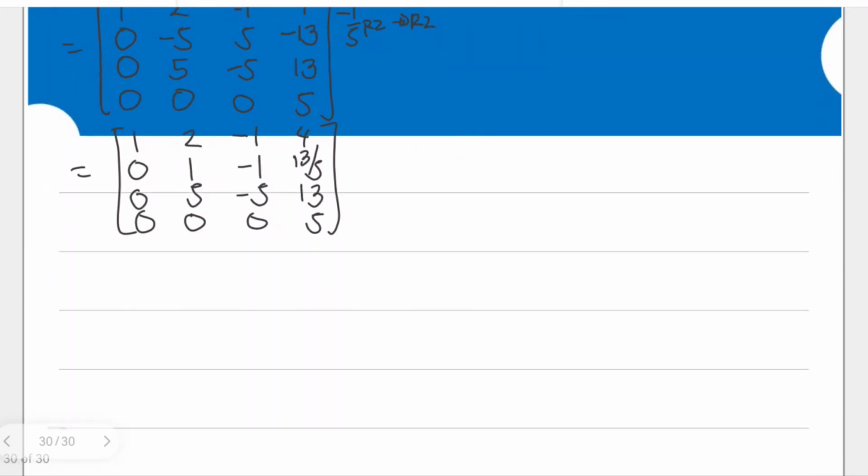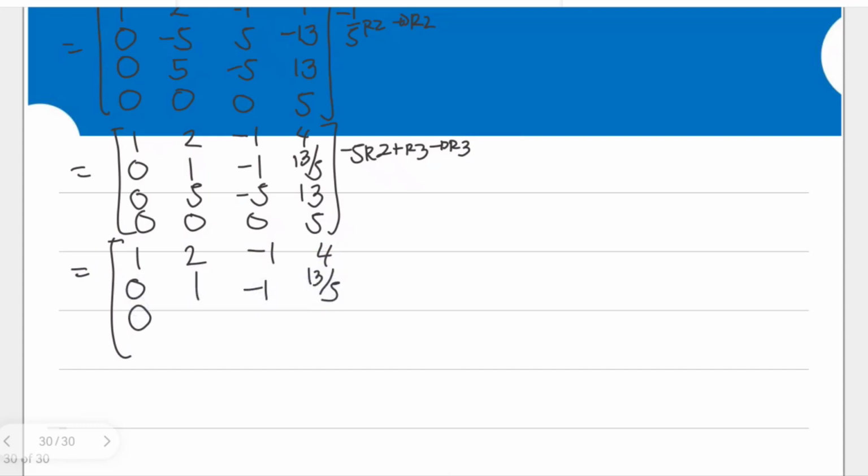It is what I meant earlier. If we're going to multiply negative 5, take note that we just multiplied negative 1/5 and now we're going to multiply negative 5. But of course, the goal is to make this leading 1 and now to make this 0. So negative 5 row 2 plus row 3 to have a new row 3. 1, 2, negative 1, 4, 0, 1, negative 1, 13 fifths. This is 0. Negative 5 times 1 is negative 5 plus 5, 0.